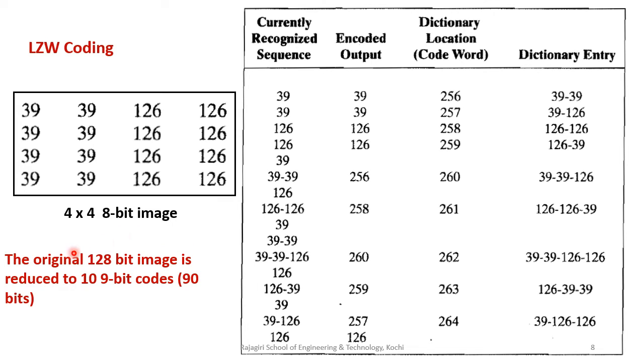How compression is achieved: the original image is a 4 cross 4 image, so there are 16 pixels. Each pixel is represented using an 8-bit value, so the original size of the image is 128 bits. But that is reduced using the LZW coding technique. The output of the encoder will have 10 codes, and each code can be represented using 9 bits. So the output of this encoder is simply 90 bits. You are able to reduce the size of the image from 128 bits to 90 bits, thus compression is achieved.